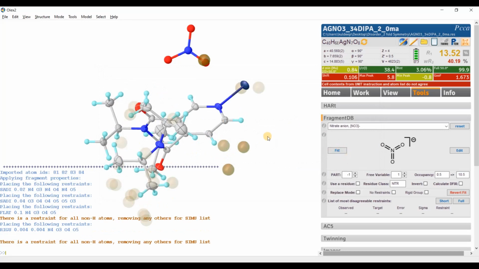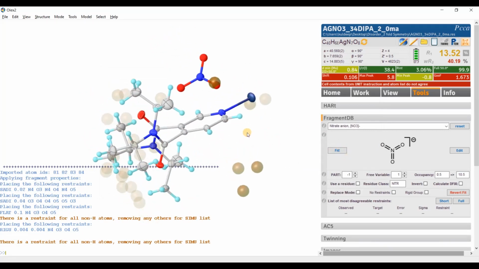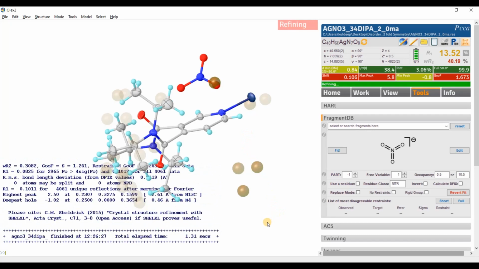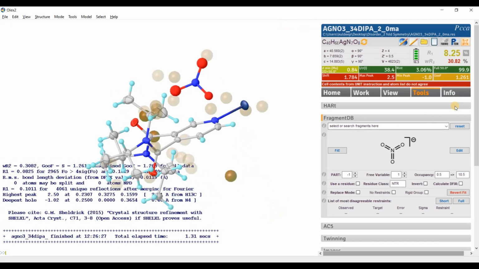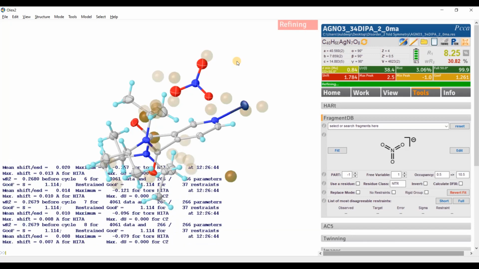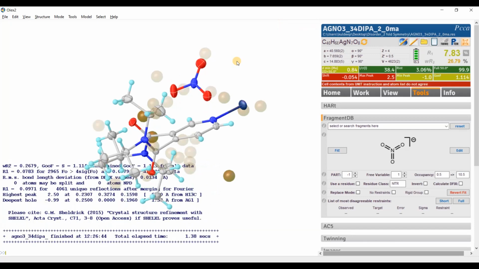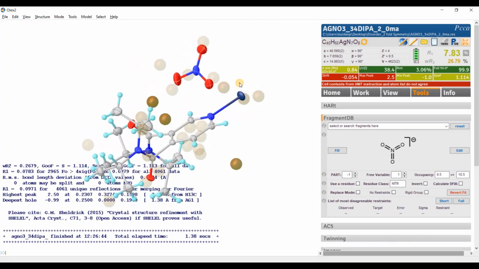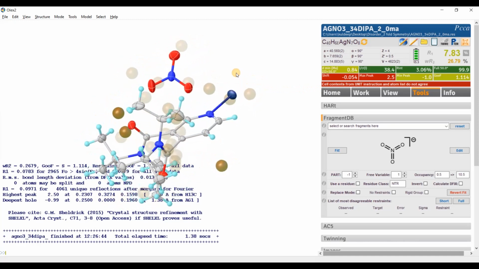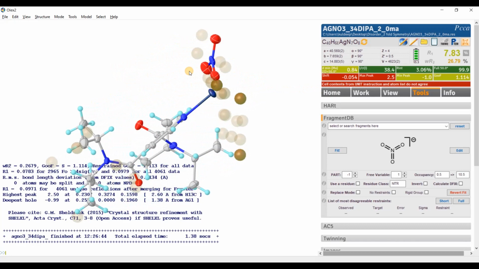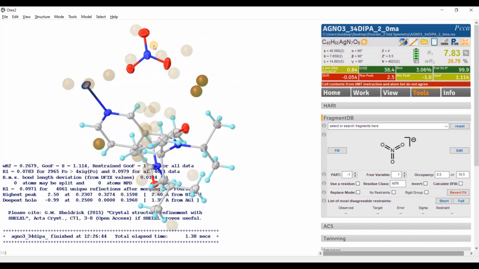Yes. Now the next step is I'm going to refine it by pressing Ctrl R on the keyboard, and it will refine. Now the R factor goes from 13.5 to 8.25%. The next step is anisotropic refinement. I'm going to select these 4 atoms and type ANIS, and I'm going to refine it, and the R factor will go further down to 7.83%. Of course, it is better than the previous case in which we modeled the disorder without using the FragmentDB. Now you can see all the 4 atoms are looking very nice.